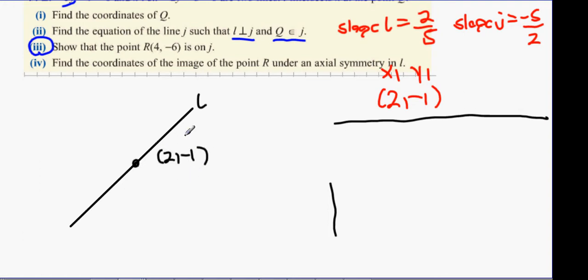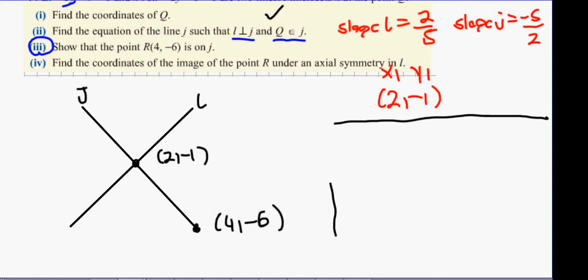In question 2, we got a line that is perpendicular to L. This line that's perpendicular to L is called J. We know a point on J. In fact, we know 2 points on J. We know (2, -1) is on J because we made it that way from the information in part 2. And in part 3, we verified that (4, -6) is also on J.